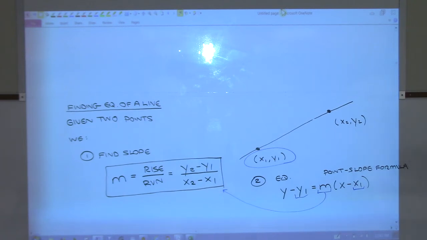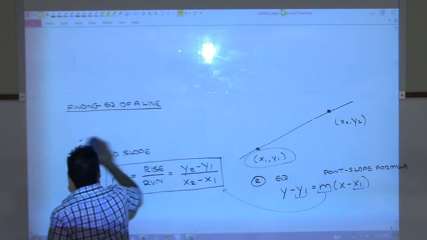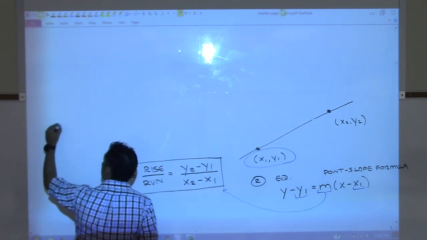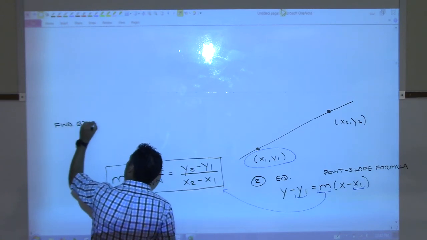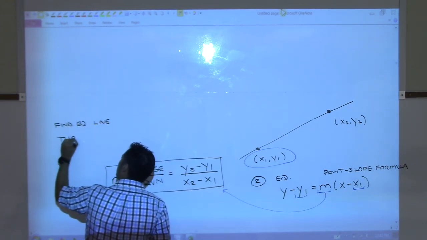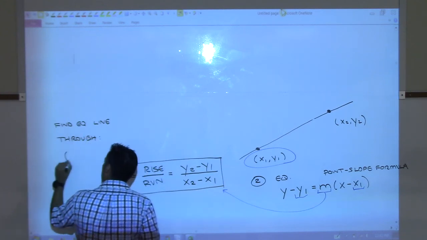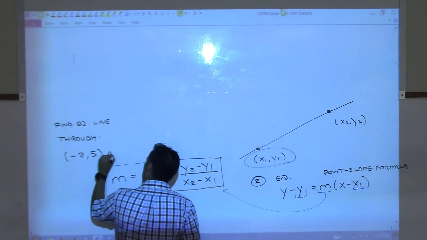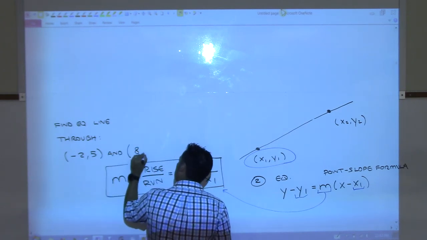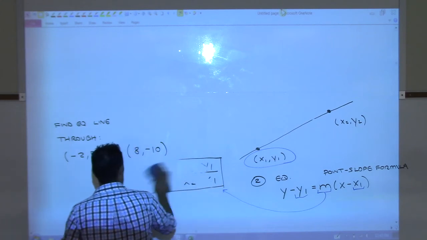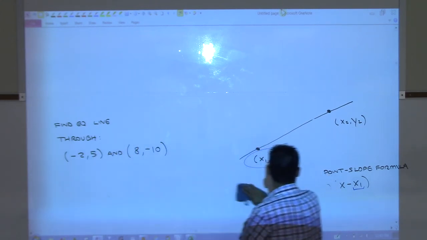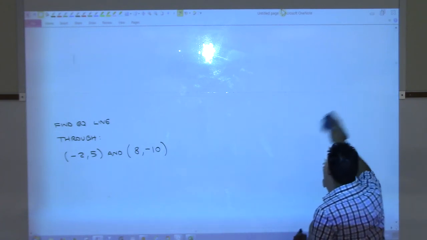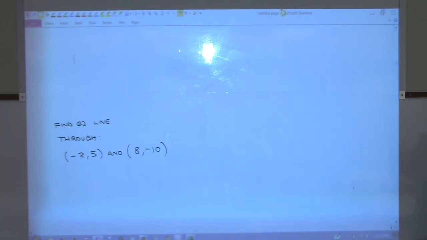All right, are you ready to do an example? I'm going to give you 2 points, and we're going to find the equation of the line through those 2 points. So let's do this one. Find the equation of the line that goes through (-2, 5) and (8, -10). So I've given you two points.